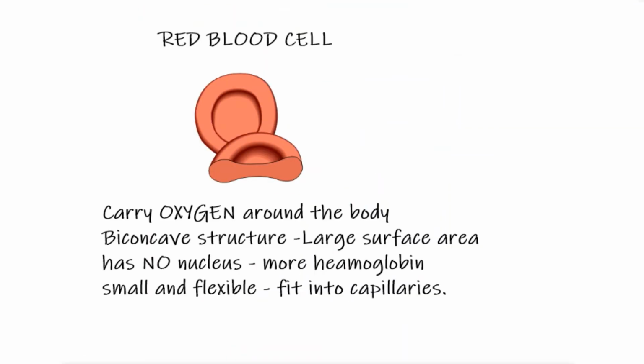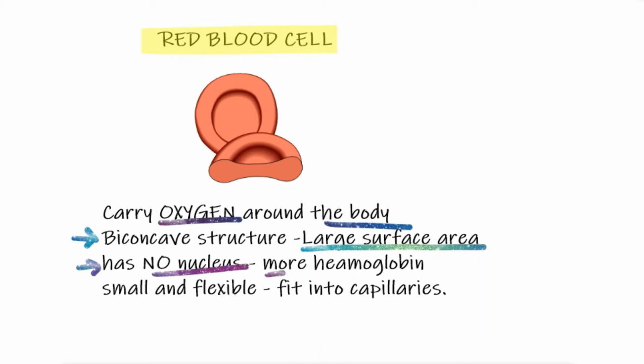Another specialised cell to know about is the red blood cell. The function of the red blood cell is to carry oxygen around the body. It has a biconcave structure which provides it with large surface area. It has no nucleus, which allows more room to pack more haemoglobin in there, and it is small and flexible, which allows it to fit into the capillaries.